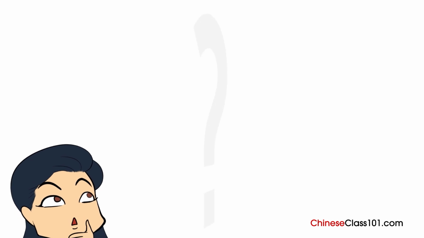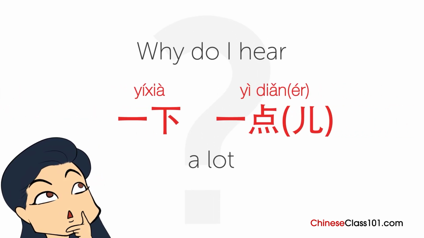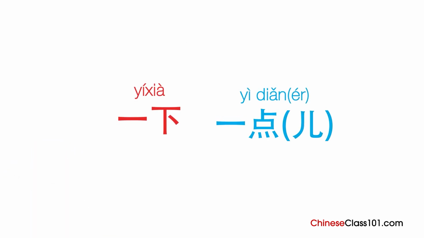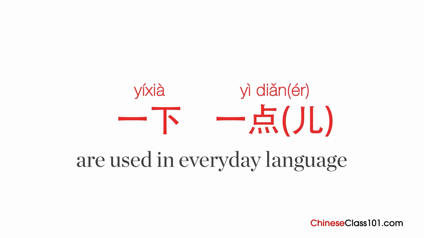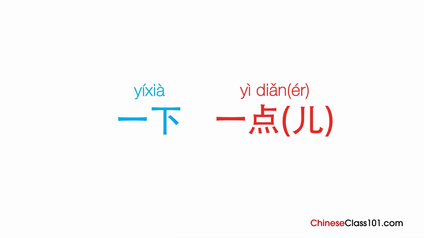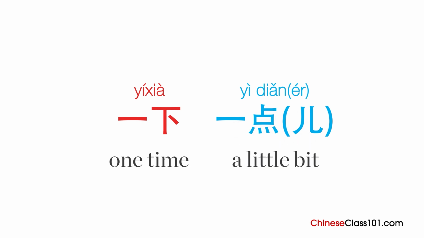The question for this lesson is, why do I hear 一下 and 一点 a lot? 一下 and 一点, or 一点儿 as people from North China would pronounce it, are used in everyday language to soften the tone in imperatives. 一下 literally means one time, and 一点 literally means a little bit.